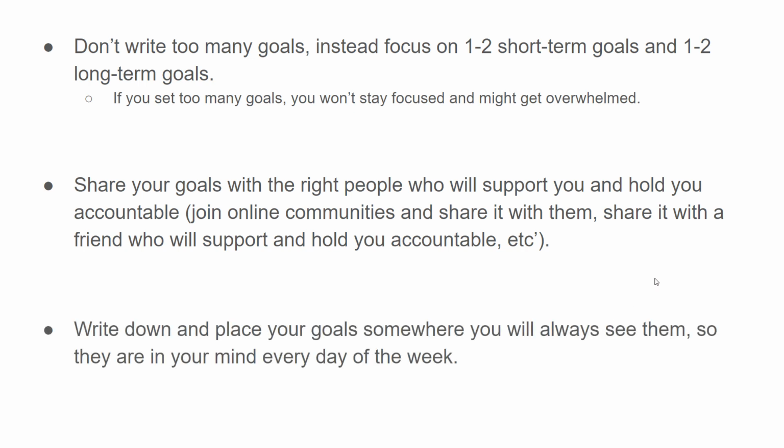Write your goals somewhere you can see them every day. That will help you keep your goals in mind every day of the week. So, for example, you could print your goals and have them on your fridge or in a place in your computer, somewhere you will see them every day.